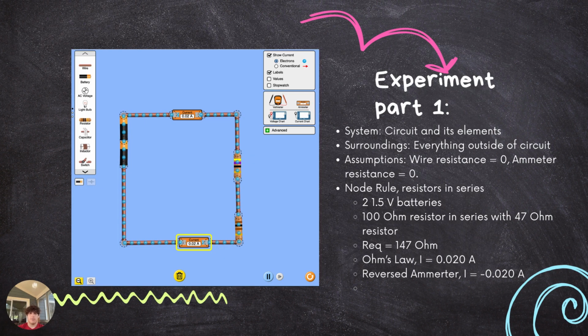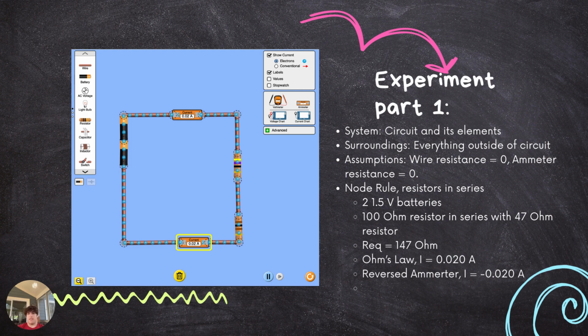For the first part of the experiment, the system is the circuit and its elements. The surroundings are everything outside of the circuit. The assumptions were that wire resistance is equal to 0 and ammeter resistance is equal to 0. We used the node rule for resistors in series to calculate the current going through a 100 ohm resistor in series with a 47 ohm resistor due to two 1.5 volt batteries.